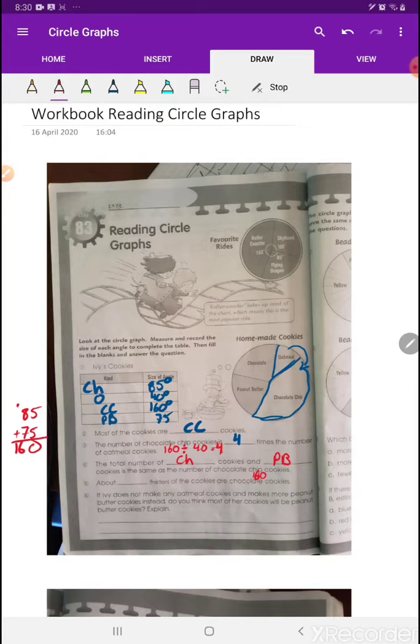About what fraction of the cookies are chocolate cookies? So we're looking at this fraction right here. And if I just divided it into pieces like that, that's a 1/4. That's really simple. Okay? Ivy does not make any oatmeal cookies and makes more peanut butter cookies.